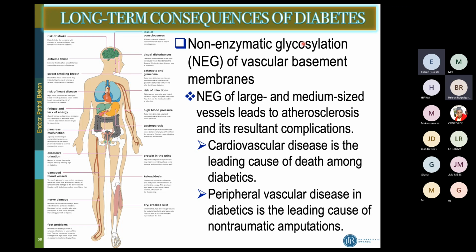So the non-enzymatic glycosylation of the vascular basement membrane. Iki nicyo gitera za lesions twavuga kuri small vessels, especially the arteriole. So it affects large and medium-sized vessels, which leads to atherosclerosis. When it affects smaller vessels, it will be arteriolosclerosis. Cardiovascular disease is the leading cause of death among the diabetics, as I have said, and the peripheral vascular disease leads to non-traumatic amputations.